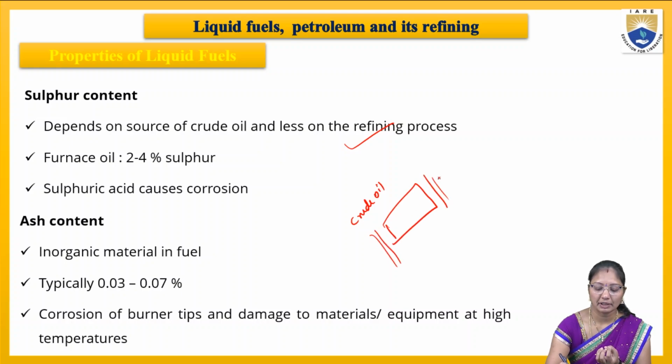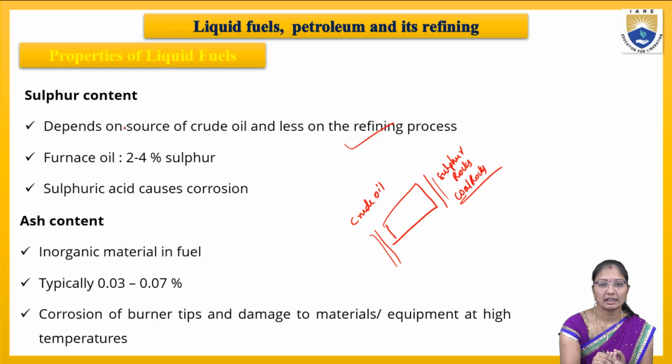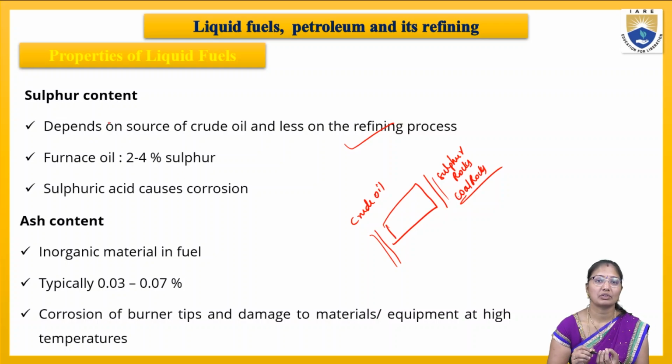The surrounding rocks may be sulfur rocks or some coal rocks. So we cannot predict, because the way and the source of this crude oil also play a role in the presence of sulfur or other minerals, rare earth elements or anthracite rocks. So the sulfur content purely depends on the source of the crude oil, not on the refining process. It won't be added much during the refining process.